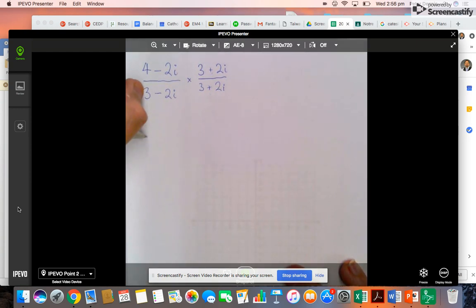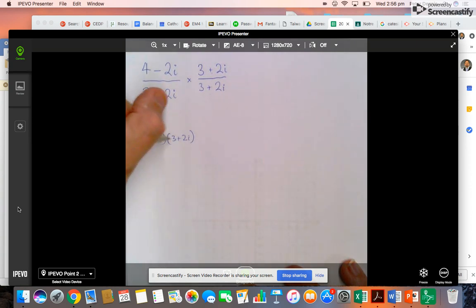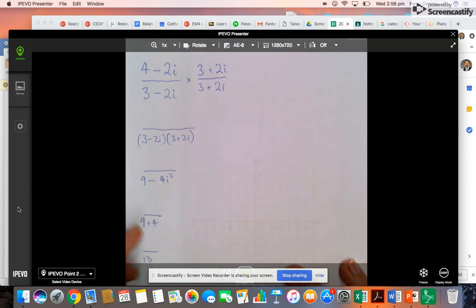So on the bottom, we're going to get 3 minus 2i times 3 plus 2i. And that's going to be the first one, which is 9, minus the second one, which is 4i squared. And minus 4i squared is going to become plus 4. So we get 9 plus 4 on the bottom, or 13. So all I've done there is organise what the bottom is. 13. And that's nice. We've rationalised the denominator in one sense, or we've made it a real number.